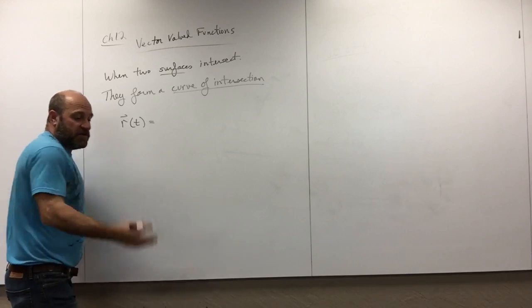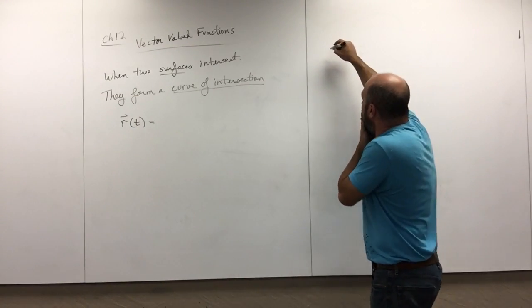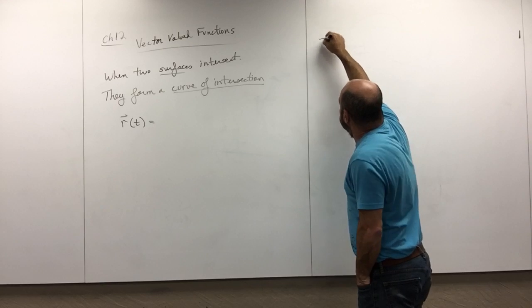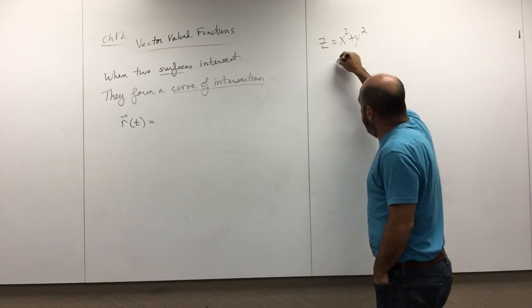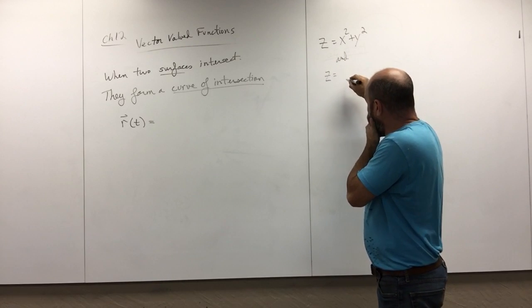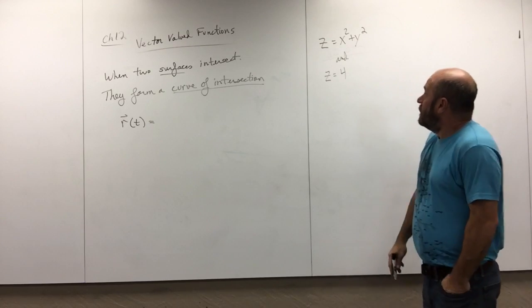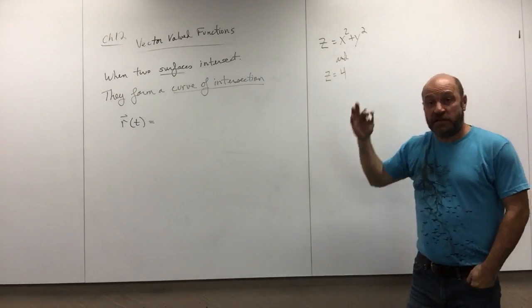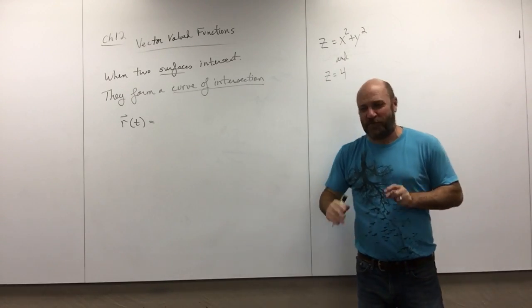Now, let's do an example. So here's two surfaces. Watch this. Z equals x squared plus y squared, and z equals 4. So these are two surfaces. We studied surfaces in chapter 11. We should be sort of familiar with these surfaces.